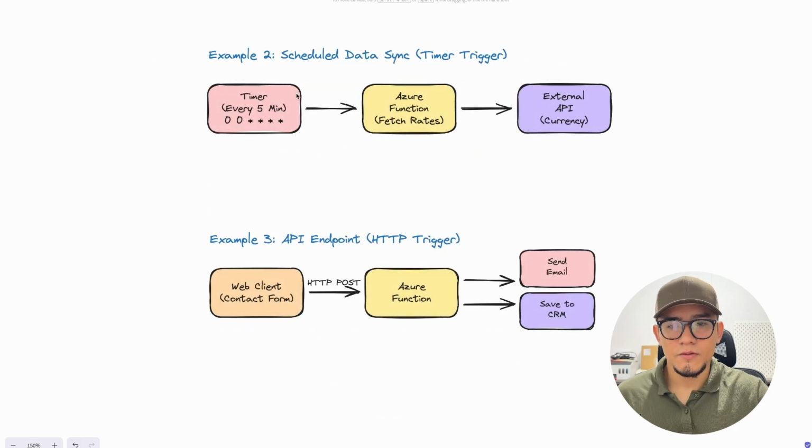The second example will be using a timer trigger for a scheduled data sync. So the scenario is that we need to pull current exchange rates from an external API every 5 minutes, every hour, it depends on your needs, and update our pricing database. So this is going to have a cron expression that will trigger the function. The function will make an HTTP request to an external API, and then we will store the data into an internal storage. In our case, it's going to be a Blob storage, but it can also be a database.